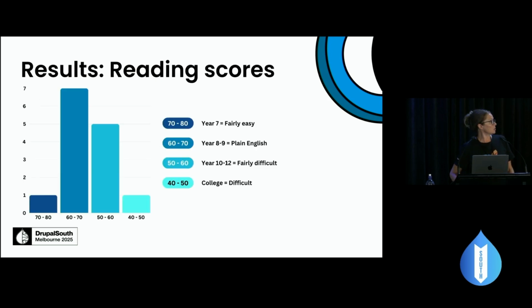So having a look at the results, the overall average score was 60.40, indicating that the content was suited to around Year 8, Year 9 level. And of the 15 sites, only one actually reached the Year 7 benchmark of 70 or above, scoring 72. Seven sites fell within the 60 to 70 range, and 5 scored below 60.